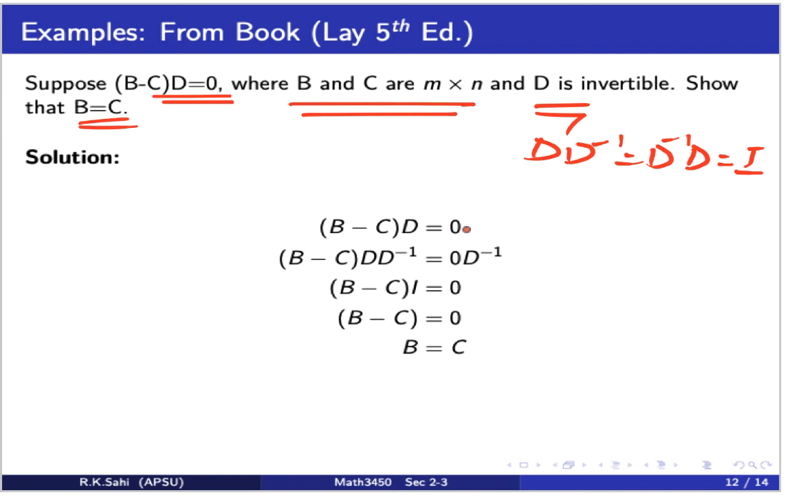So 0, remember, is a matrix. It's not the number 0. It's a matrix, guys, because everything is in matrix form. So we get (B minus C) times identity equals the 0 matrix, and B minus C with an identity is nothing but B minus C, equals 0. So now what we can do is add C on both sides. So we will get B equals C. Okay, very simple proofs, guys. It's just that you need to remember the theory to do it. Okay, let's look at another example.